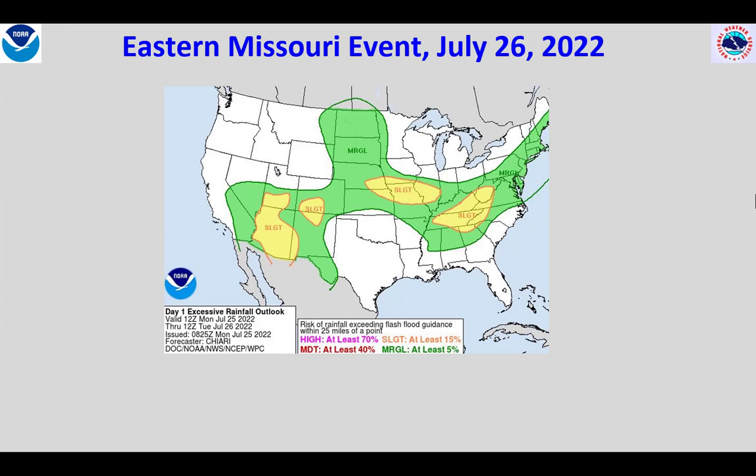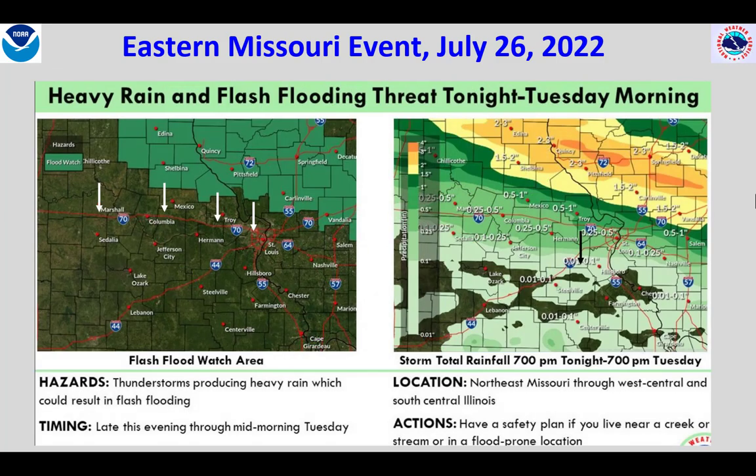Let's look at the rainfall event over eastern Missouri on July 26, 2022. WPC's excessive rainfall outlook had a slight risk of excessive rainfall over the northern half of Missouri from St. Louis northward. A flash flood watch is in effect north of I-70, which is highlighted by the arrows across central Missouri, where the QPF had 1.5 to 3 inches forecast, with lighter amounts in Columbia and St. Louis.